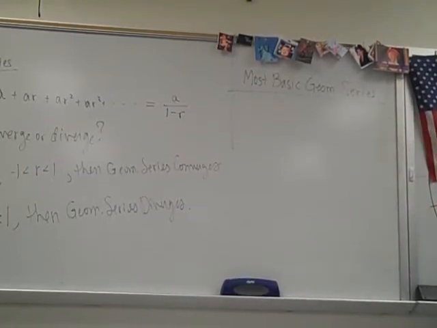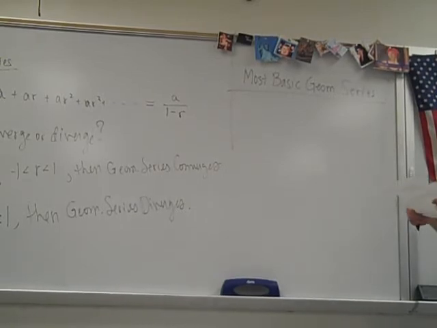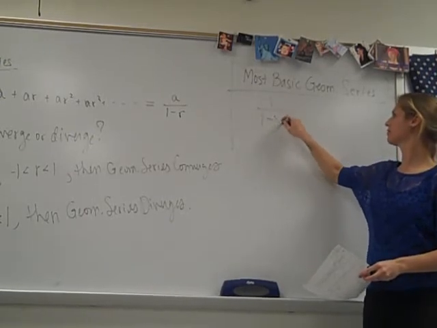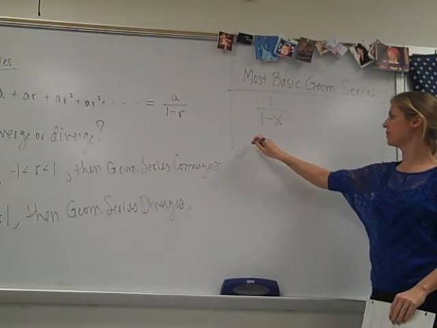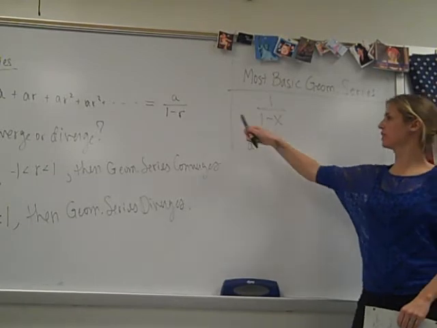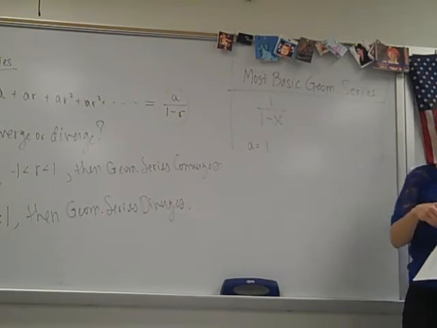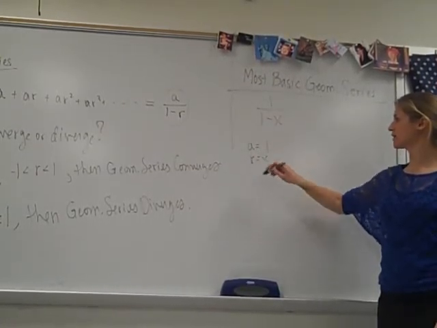Okay, so a geometric series takes on this form, but A can be anything and R can be anything as long as R is between 1 and -1. The most basic geometric series actually looks like this, 1 over 1 minus x. When I do that, it's of this same form. What is my A going to be? 1. If I'm using a specific one, I'm not using A and R anymore, I'm going to specifically use x and then a number for A.